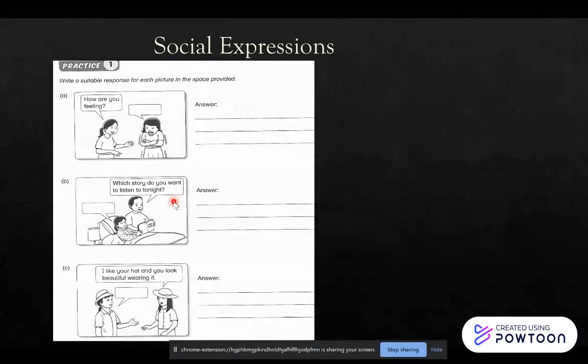Okay, for today's lesson, we are going to look at social expression practice. So if you still remember how to answer social expressions, who is the first person speaking? Is it this girl with the ponytail or the other girl who looks very cold here and is shivering? The first person speaking is the speech bubble slightly higher than the other speech bubble. So this is the first person speaking, and this is the second person answering.